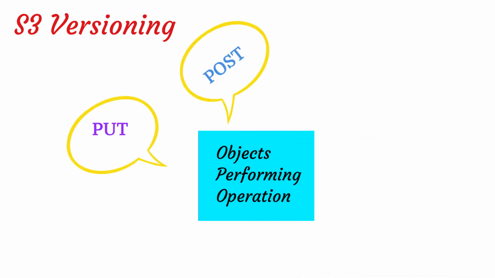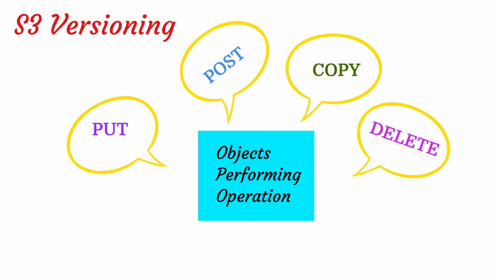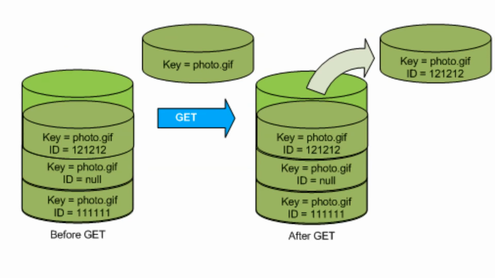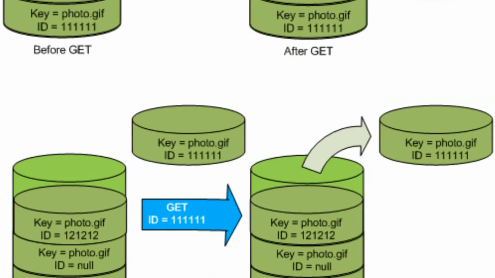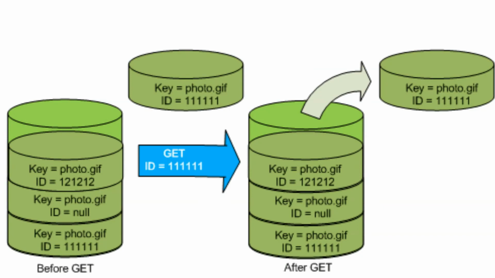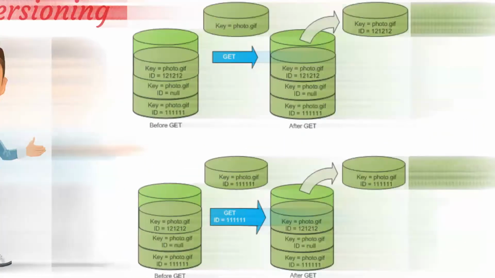Once you enable versioning for a bucket, Amazon S3 preserves existing objects anytime you perform a put, post, copy, or delete operation on them. By default, GET requests will retrieve the latest written version object. Older versions of an overwritten or deleted object can be retrieved by specifying a version in the request.